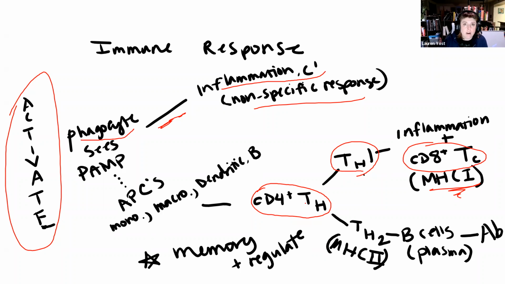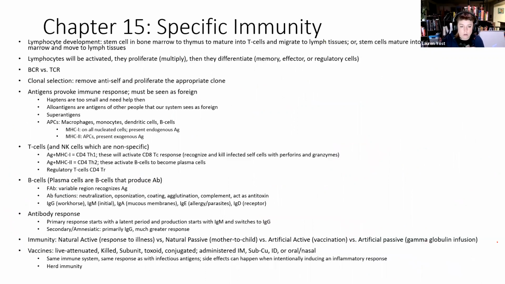If we presented it on MHC2, we're going to activate our TH2 helper cells, and that's going to lead to activation of B cells and production of antibody by plasma cells. So that's just showing you a little bit of a breakdown in simple words, not all the description at once, of how all this could be associated. That's all that was meant to be.